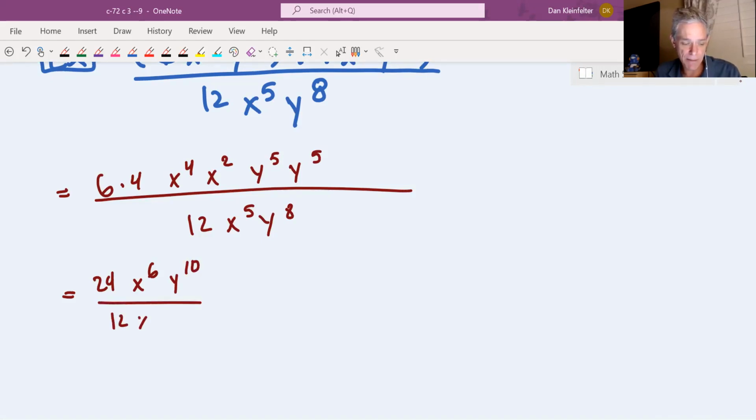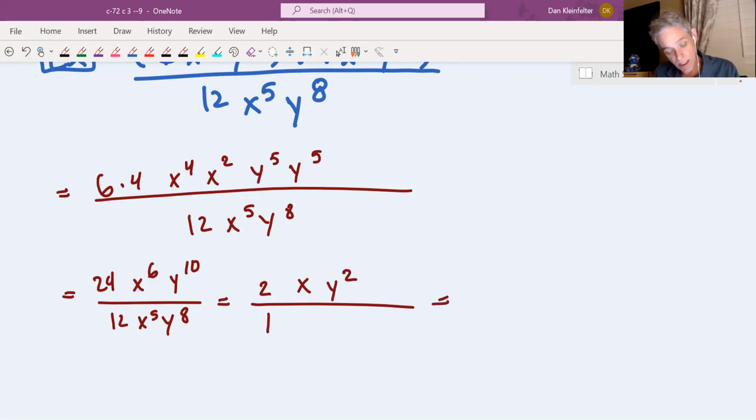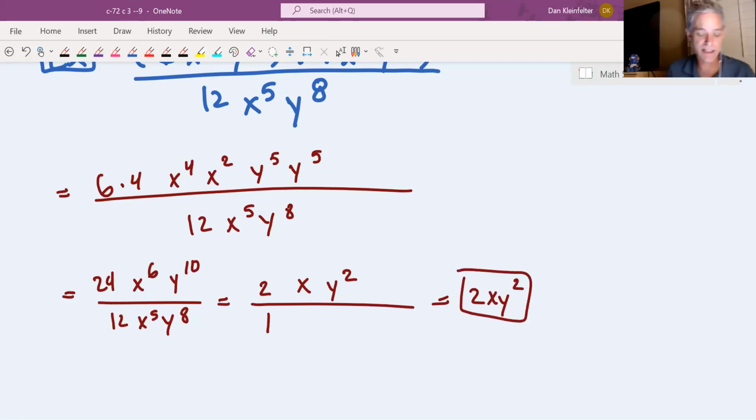Down below, again, nothing happens for right now. Okay, so now I've done as much as I can in the numerator. So divide the numbers. 24 divided by 12 is 2. So 2, or 2 over 1 if you like. X to the 6th in the top and x to the 5th in the bottom. There's one more x in the top. So 6 minus 5 will give 1, right? And then y to the 10th power divided by y to the 8th power will be y squared. So this just ends up being 2xy squared. And you can leave off that over 1 that is in the bottom because it doesn't contribute anything.